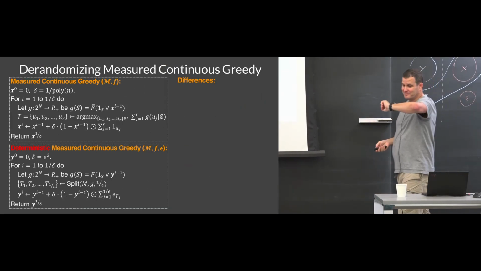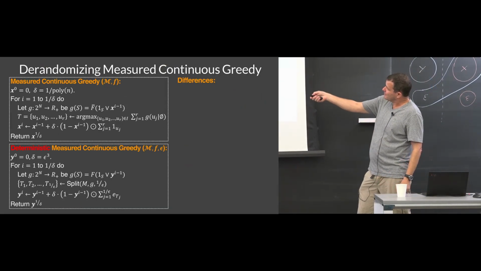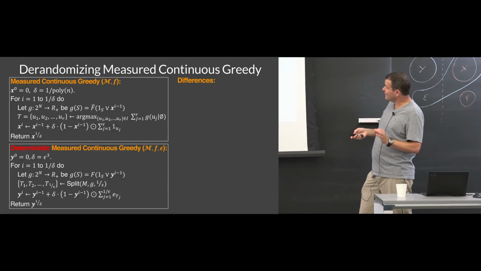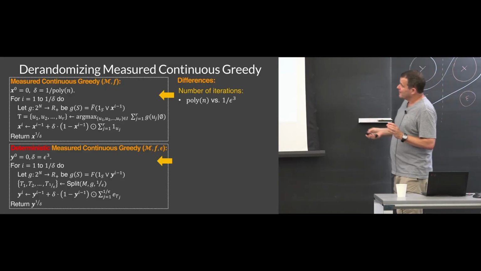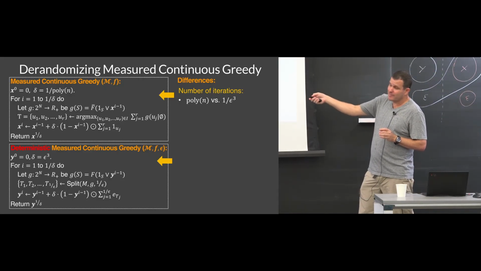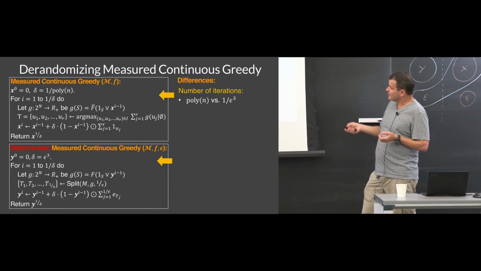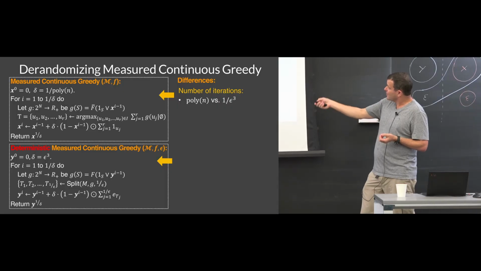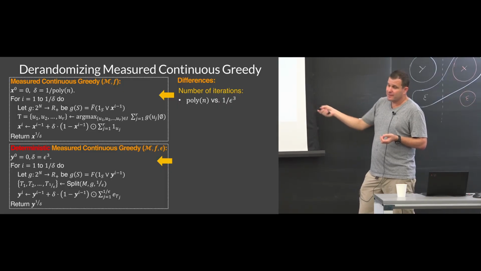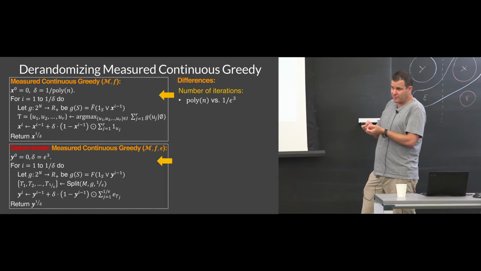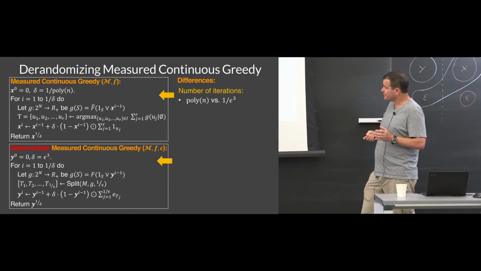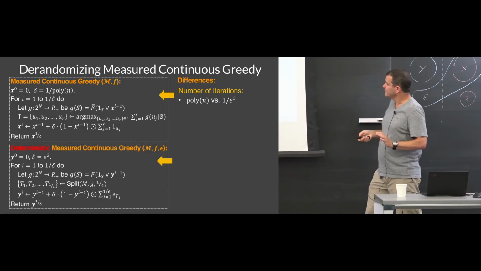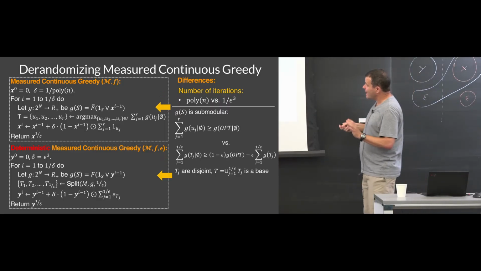Here is the algorithm. This is the measured algorithm that I showed you before. This is our algorithm. Let's observe the differences. First, we had here a polynomial number of iterations. Here, think about epsilon as a constant. Here you just have 1 over epsilon cubed iterations. So you don't have a lot of iterations. You just move in some constant step size. This is the idea.